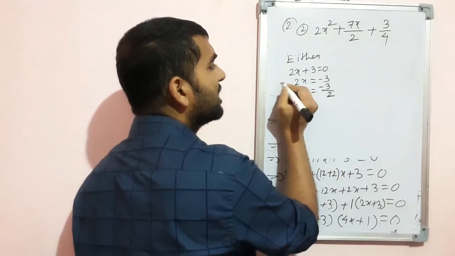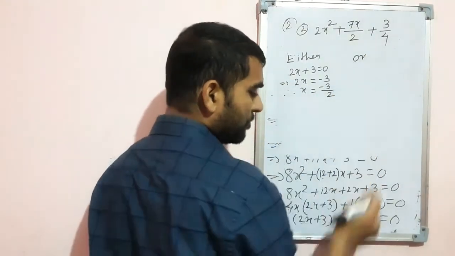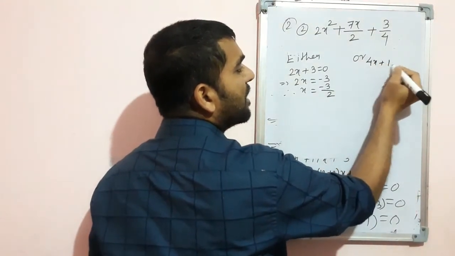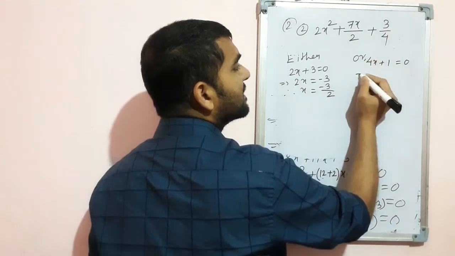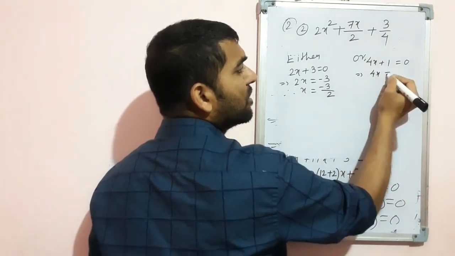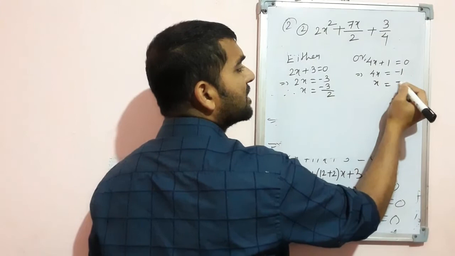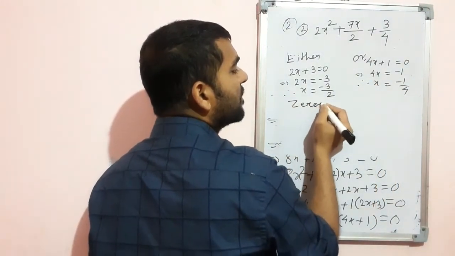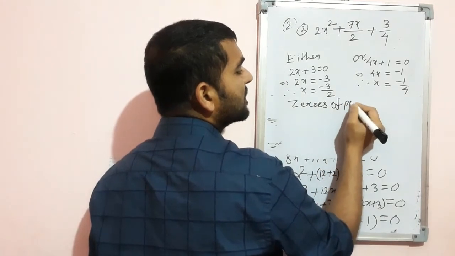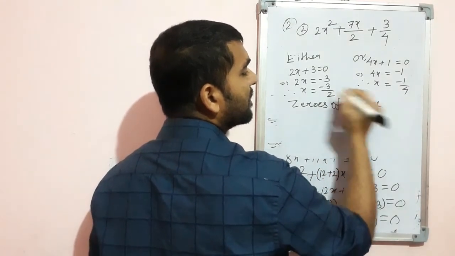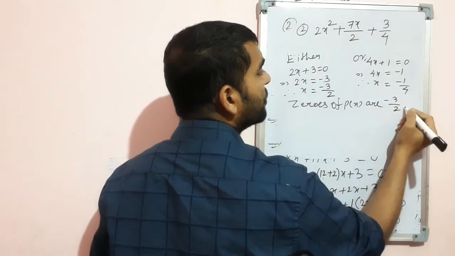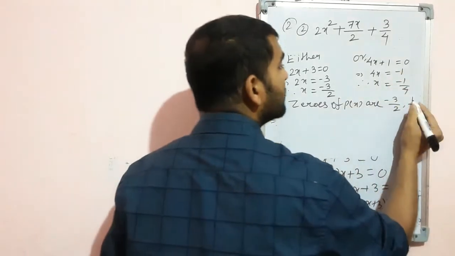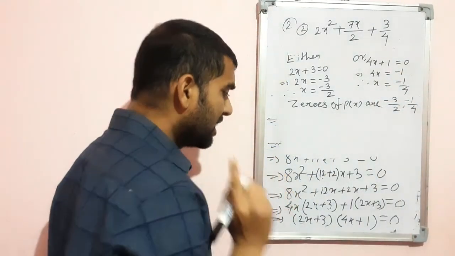So we got this one, right? Or the second value. What is the second value? 4x plus 1, so we'll write 4x plus 1 equal to 0. Next line, 4x equal to minus 1, or x equal to minus 1 by 4. So we got our zeros. Write the zeros of px: minus 3 by 2 and minus 1 by 4. These two are zeros.